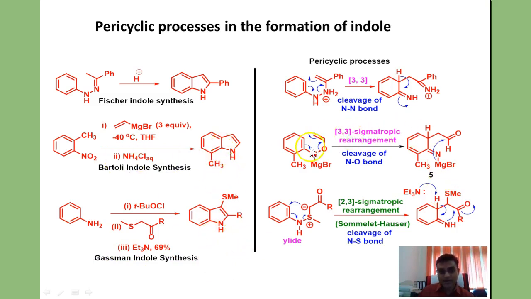In the Bartoli indole synthesis, a 3,3 sigmatropic reaction is involved, and in the Gassman indole synthesis, a 2,3 sigmatropic rearrangement is involved. It is called the Sommelet-Hauser rearrangement. Through this pericyclic reaction pathway, carbon-carbon bond formation occurs in this indole chemistry, as well as heteroatom bond cleavage. If we write these three together, then it is very interesting to watch the importance of pericyclic processes involved in organic synthesis.